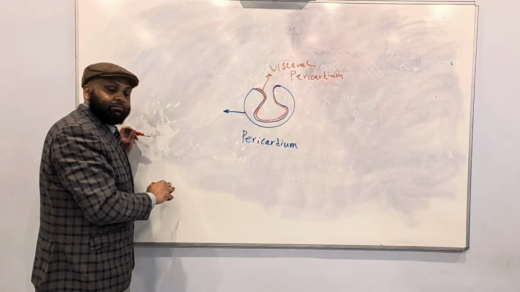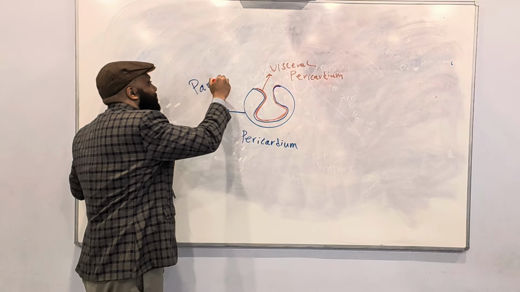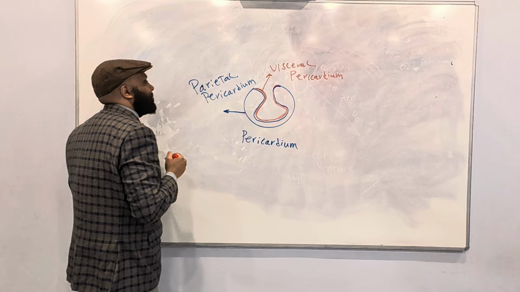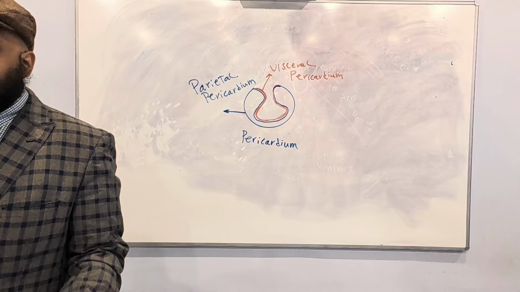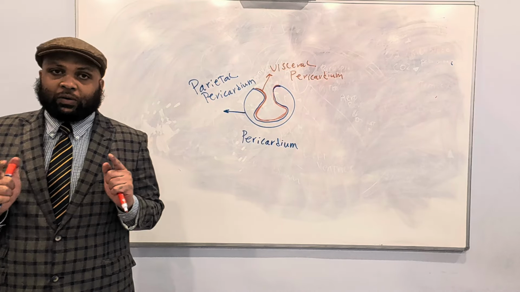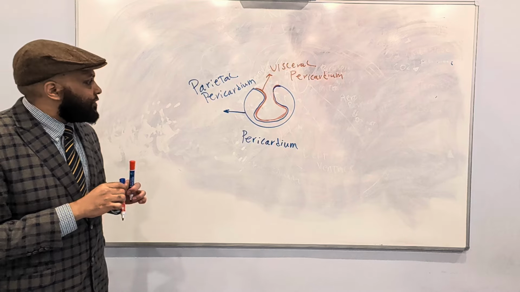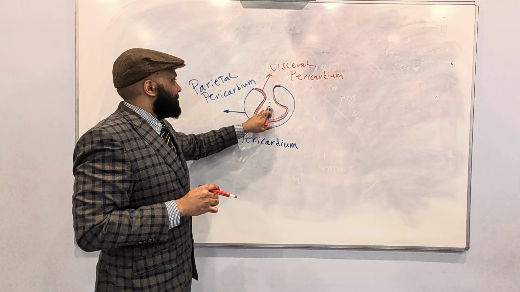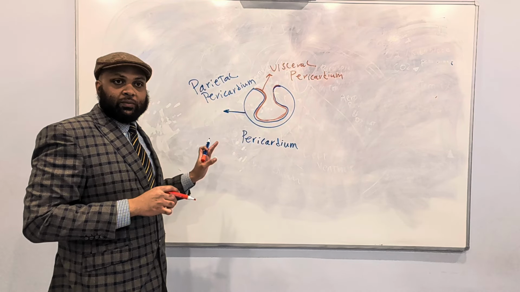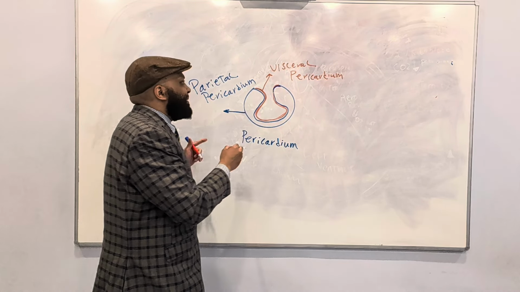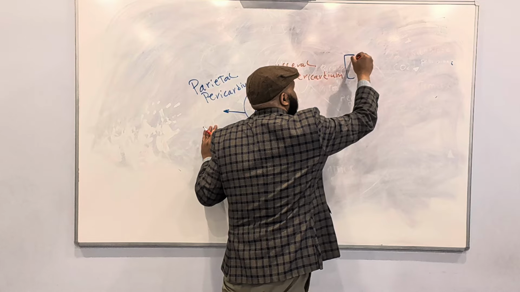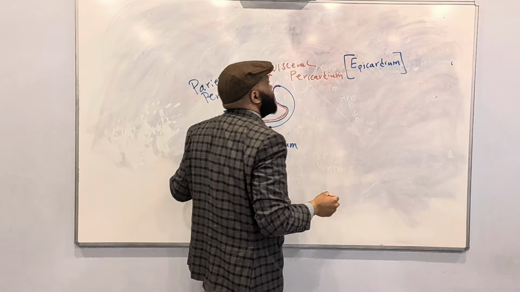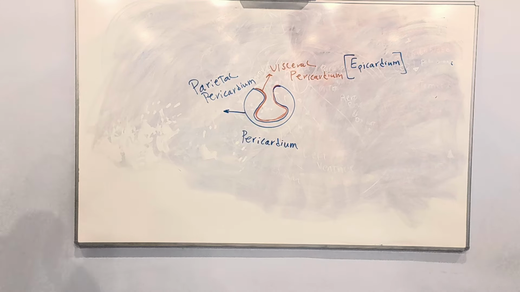the parietal pericardium. Do you get it? Do you not know the difference between the visceral pericardium and the parietal pericardium? The visceral pericardium is touching the heart. The parietal pericardium is away from the heart. The visceral pericardium has another nickname. It's called the epicardium. That is known as the epicardium.